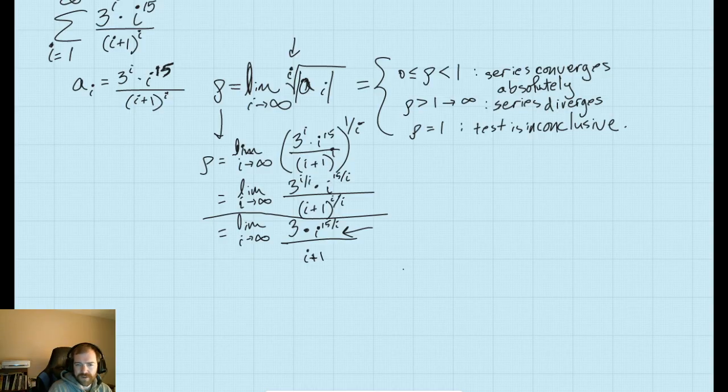Yeah, the 15 is not going to do anything in the long run because we're going to divide it by some huge, ridiculous number. So if we're taking essentially an infinite root of a number that's going to infinity, we're going to probably get something that's going to 1. But now we have to just double check real fast.